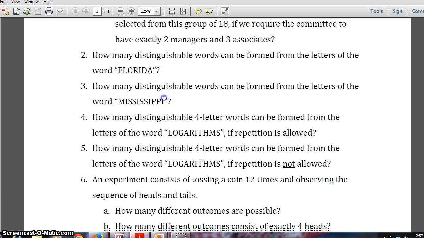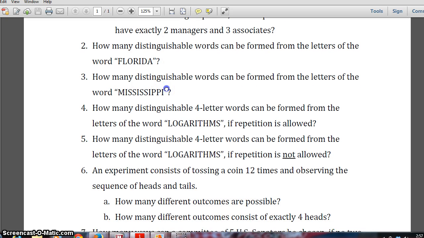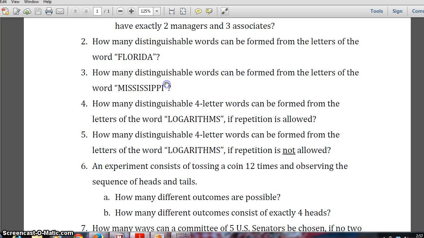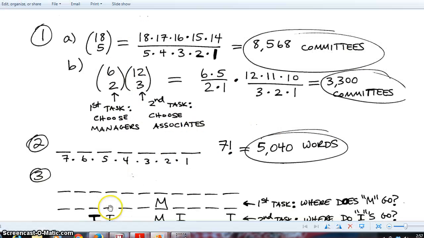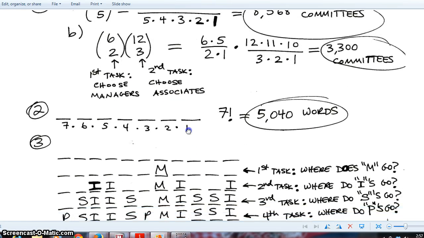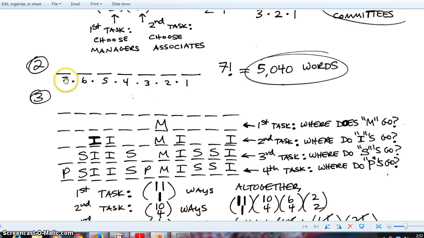Second, how many distinguishable words can be formed from the letters of the word Florida? Okay, and here I told you in class I meant how many distinguishable words can be formed from all the letters. So use all 7 letters. This is a straightforward permutation problem. So this is exactly what a permutation measures. There's 7 possibilities for the first letter, 6 for the second, 5 for the third, and so on, all the way up to 1. So 7 factorial, 5,040 words.